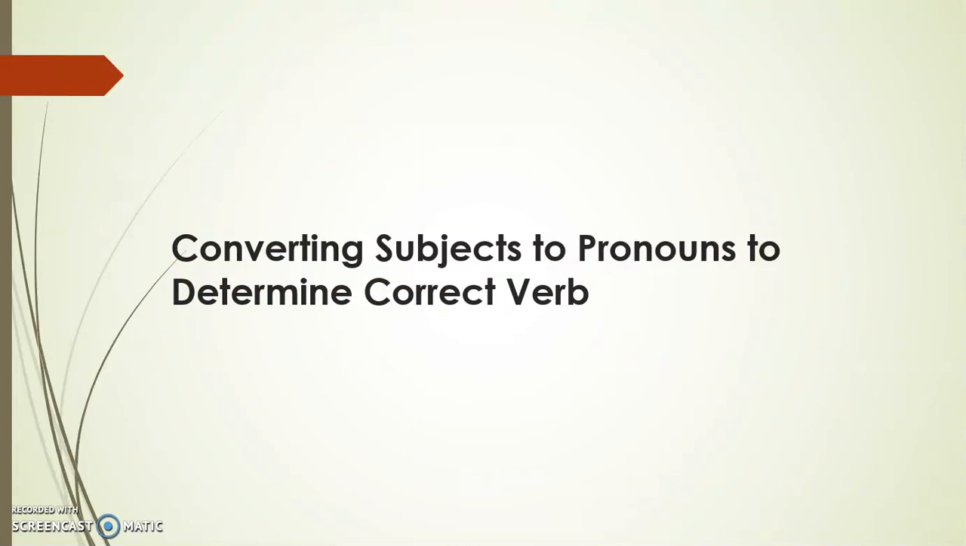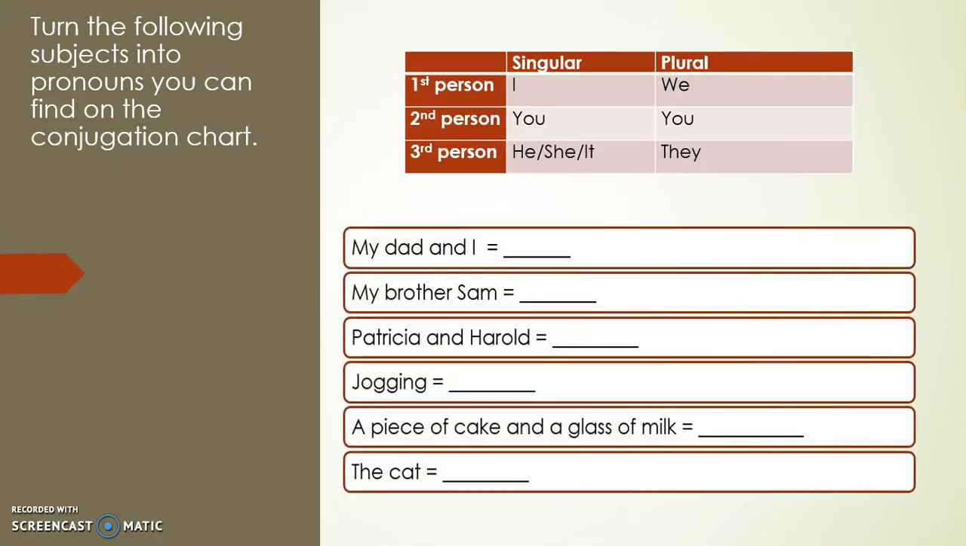So I wanted to talk about this today because I want my students to be able to understand how we determine subject-verb agreement. So what I want us to do in a few seconds here is to convert our subjects into pronouns. That way it will help you be able to determine the correct verb form to use. So let's look at this first one here. I put a copy of the conjugation chart there for you.